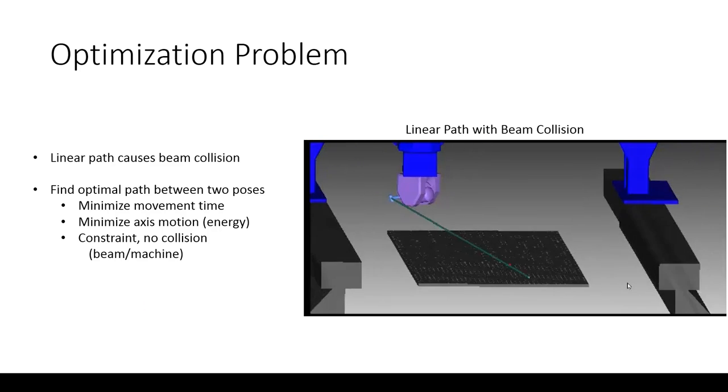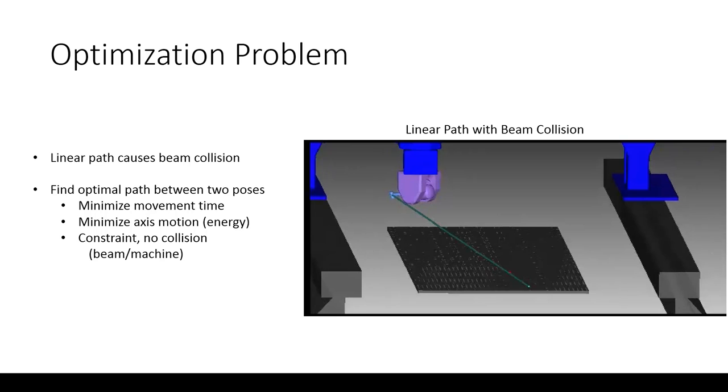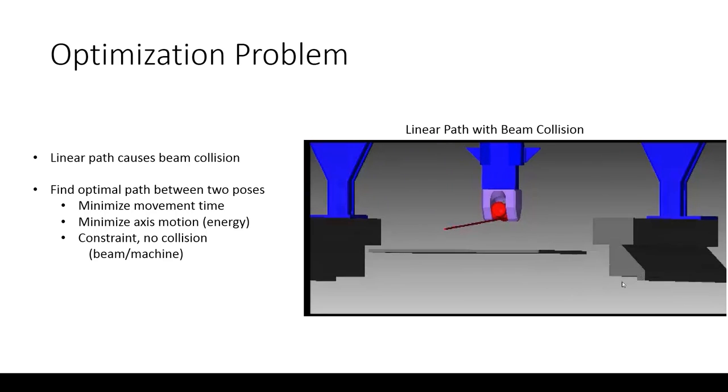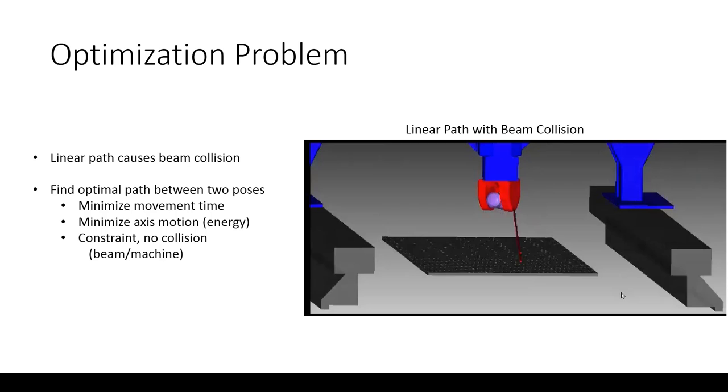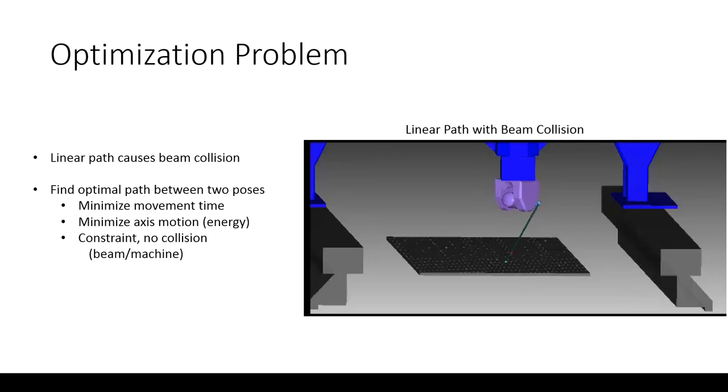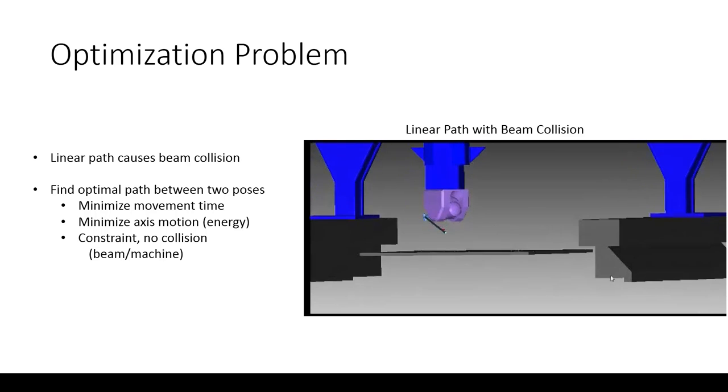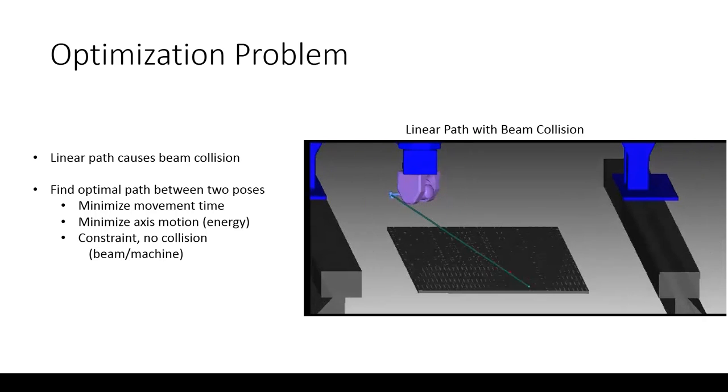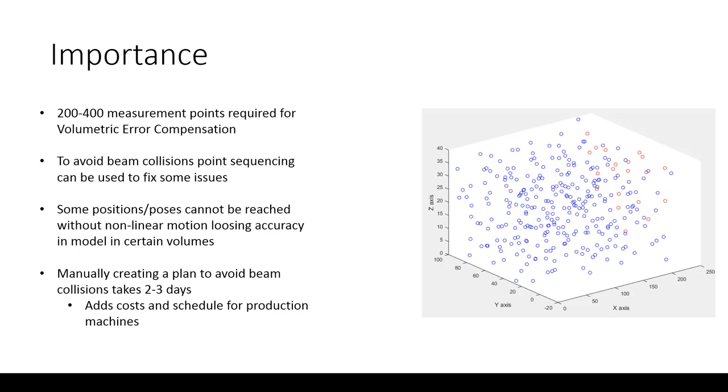So the optimization problem I'm looking at is between any two poses. If there is a collision caused between the laser beam and the machine components, I want to find an optimal path between these two poses that minimizes movement time and minimizes axis motion or energy. And the constraint would be no collision between the laser beam and the machine.